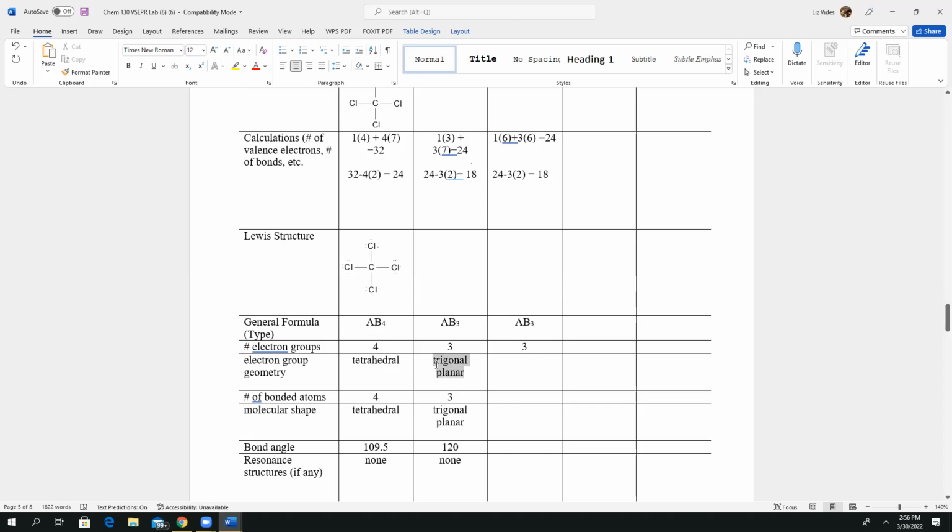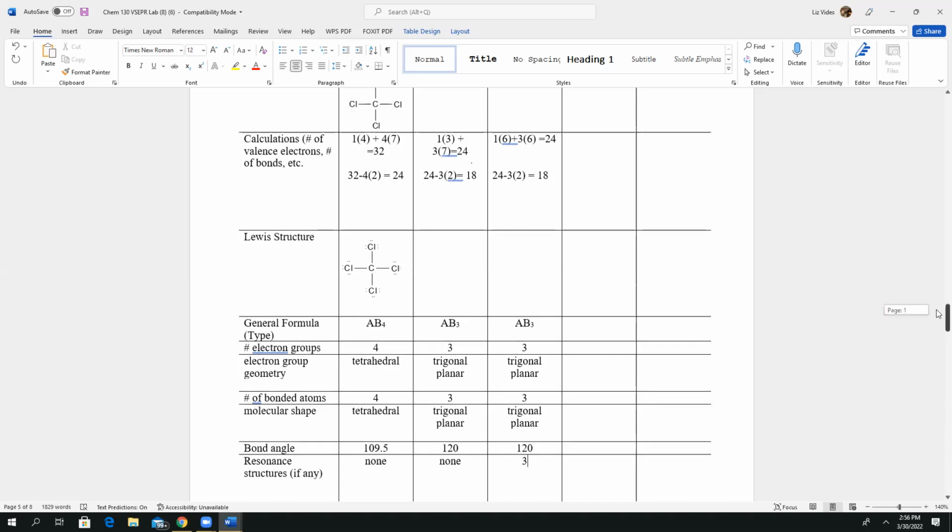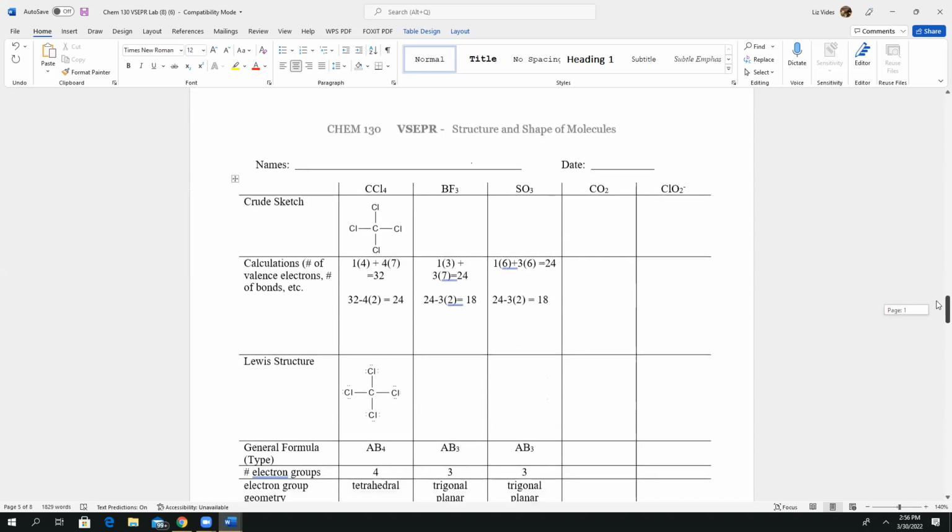We're going to copy that so we don't have to type it all. And yes, there were still 3. They're all bonds. So this is a trigonal planar again. Okay, so bond angle, everything's the same. But resonance, we had 3 resonance structures. Okay, and we can draw those if you want. Okay, so next is this one, CO2.